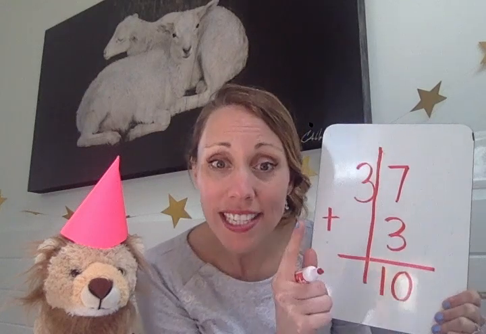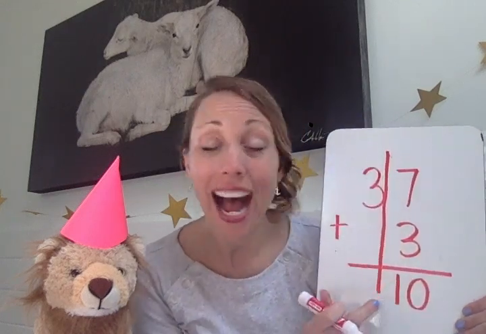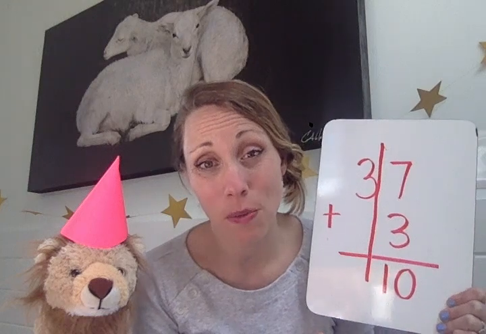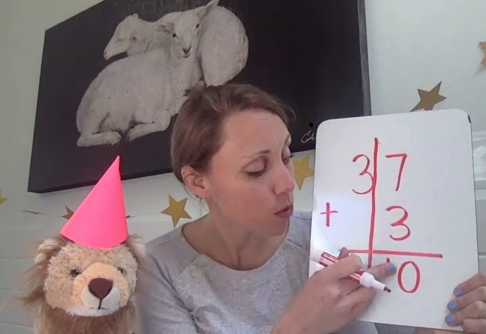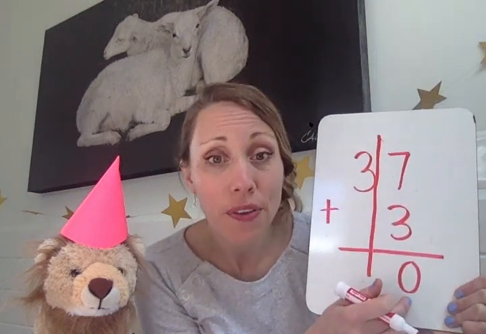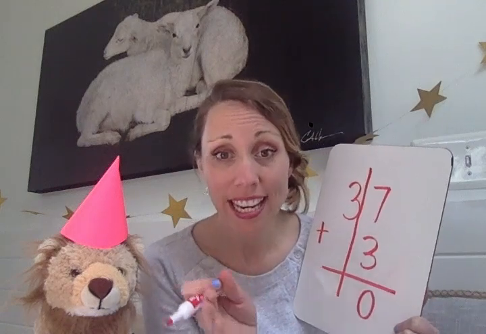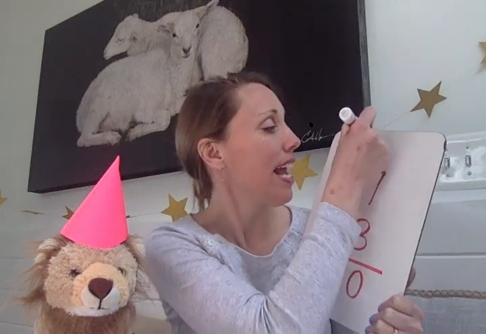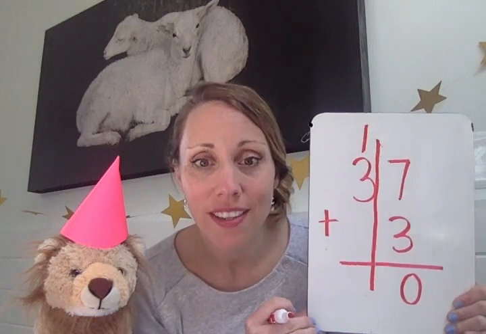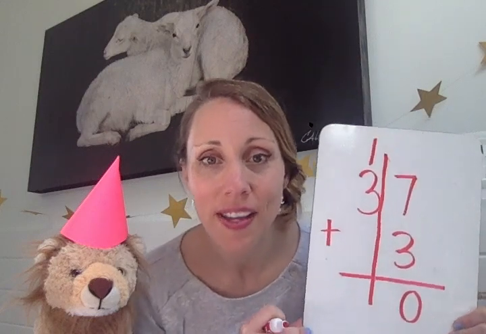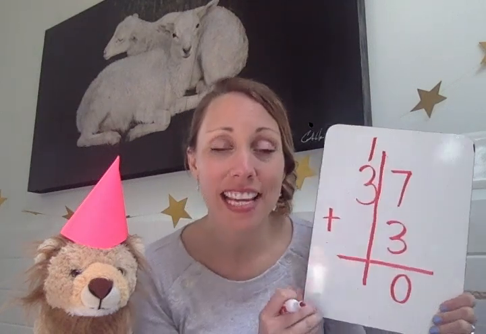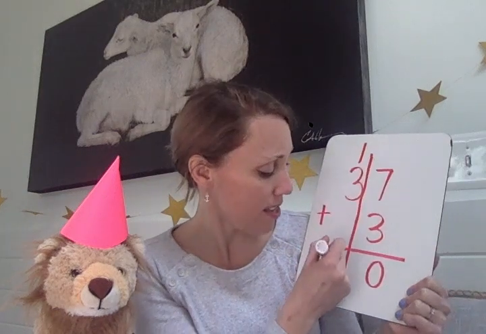10 is 1 ten and 0 ones. I am not allowed to have any tens at the ones party. So I need to only leave the 0 there for the 1 ten and 0 ones and add the 1 ten to the tens party. Now I can add the tens party. 3 plus 1 is?